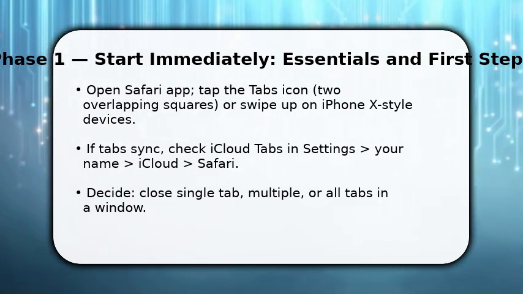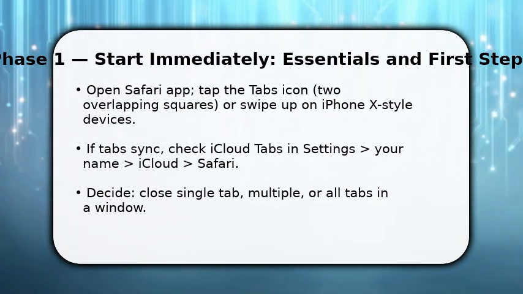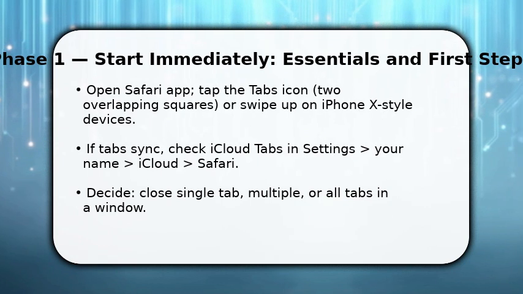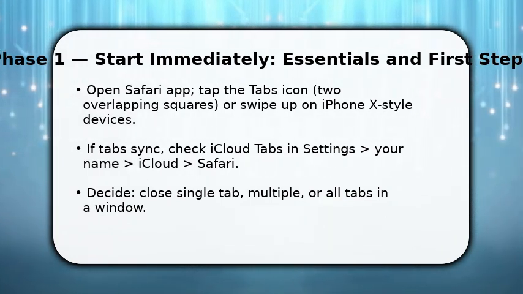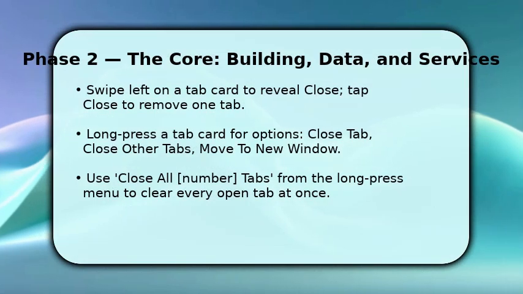Then tap the tabs icon to enter Tab View. This reveals every open page. From here, you'll choose single closures or bulk actions depending on how many tabs you have. Now you're in Tab View and you can act.